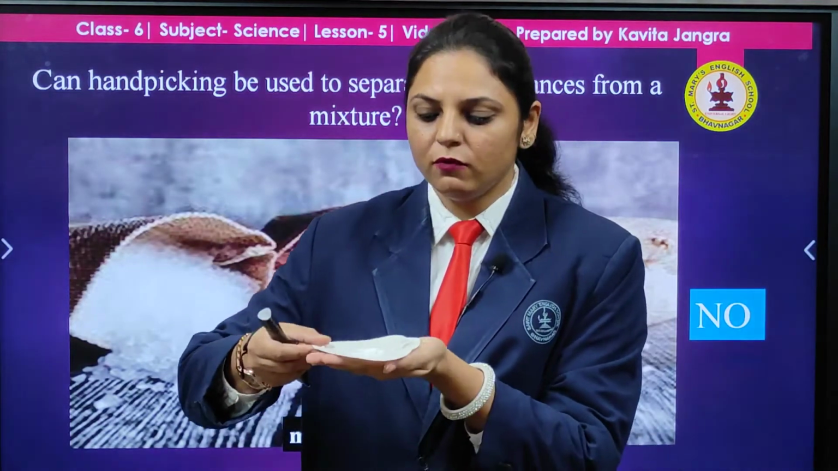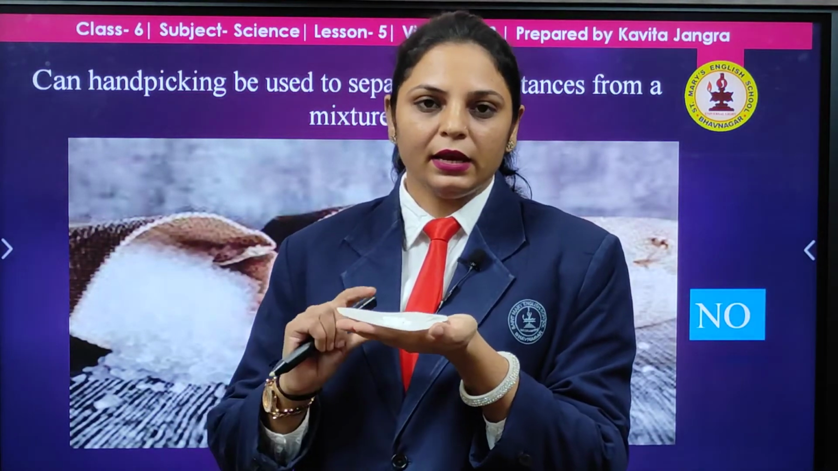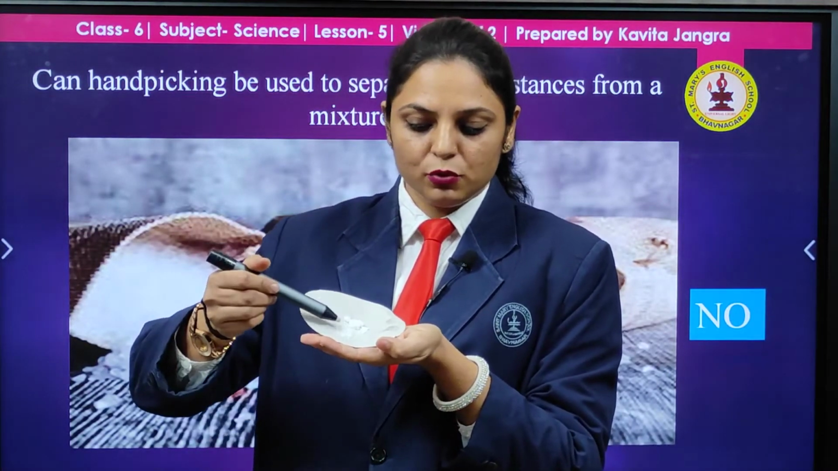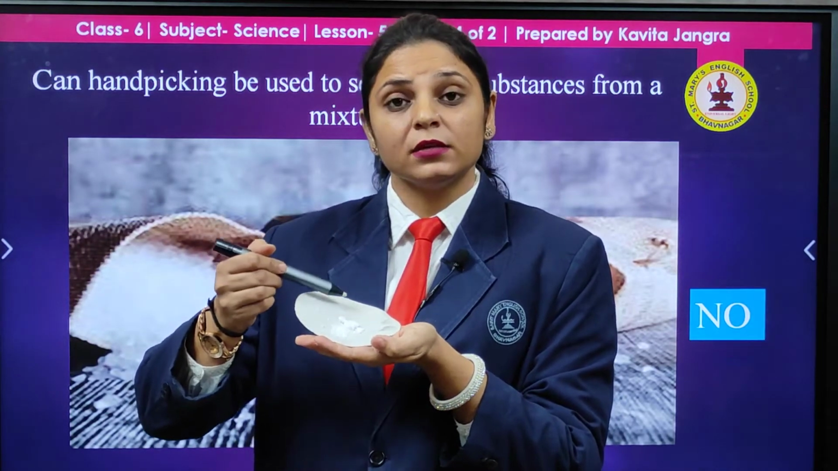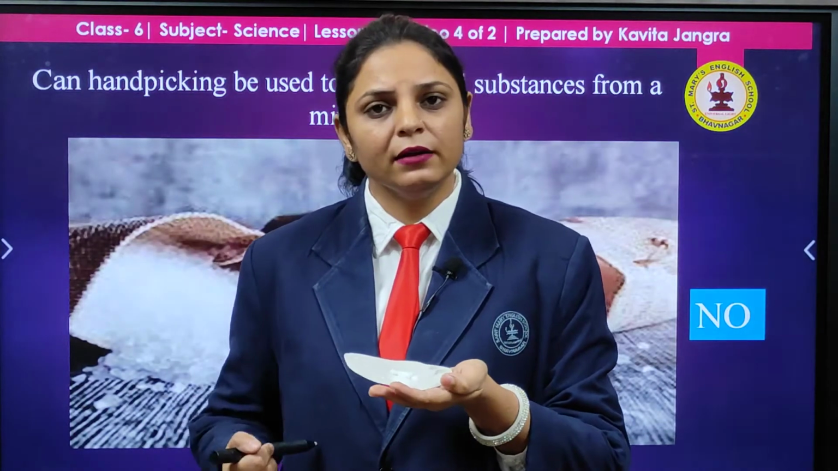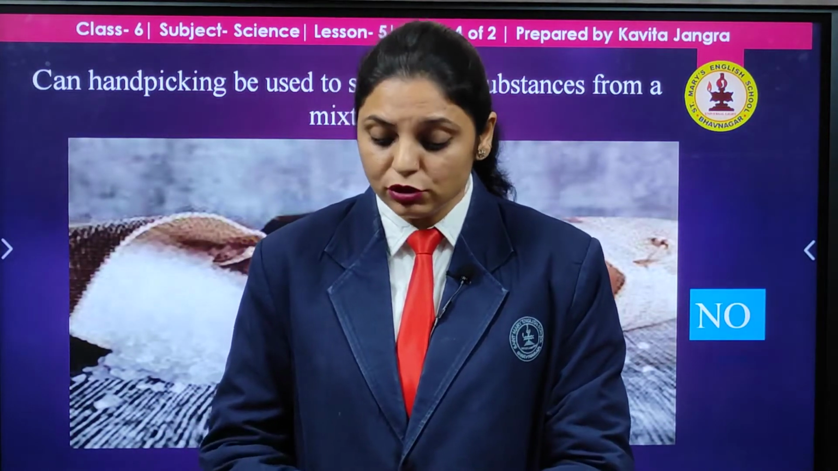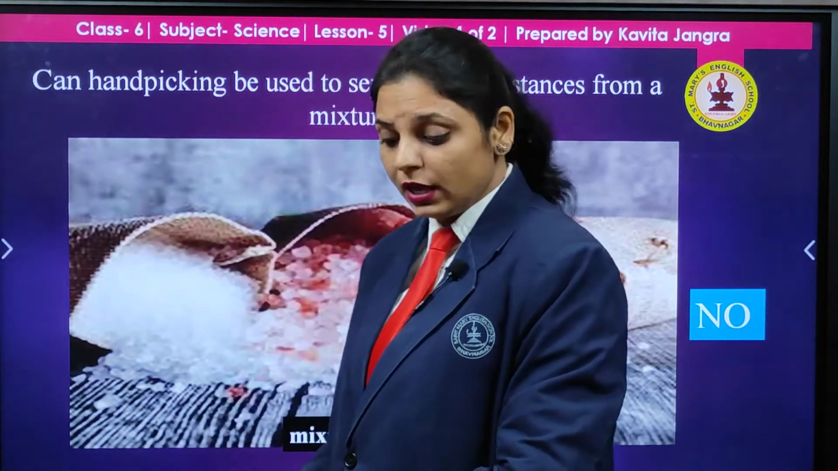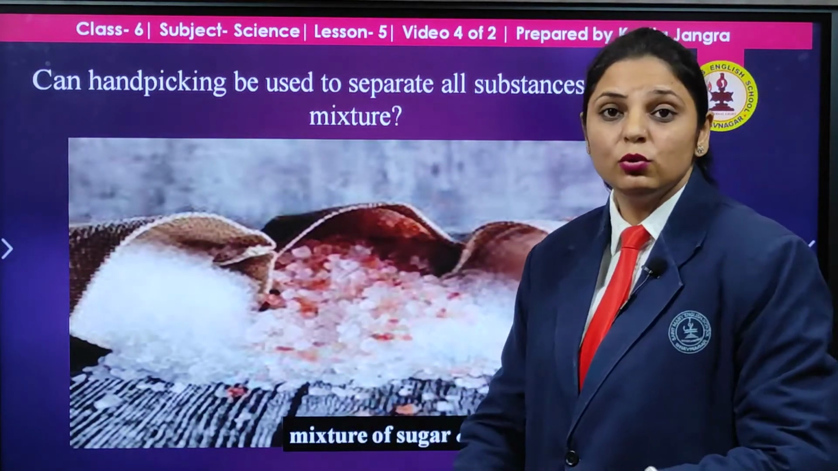This is a filter paper, Whatman filter paper is the name. And this is the sugar and the salt. If both get mixed, do you think about how you can separate it? Can I separate it with the hand? No, it is not possible to separate that. Now here we have to think about how we can separate those things.